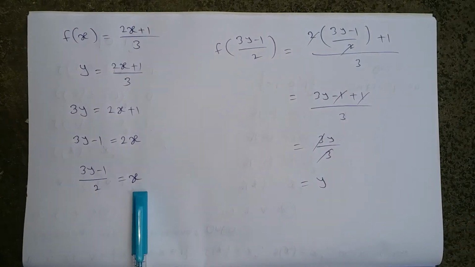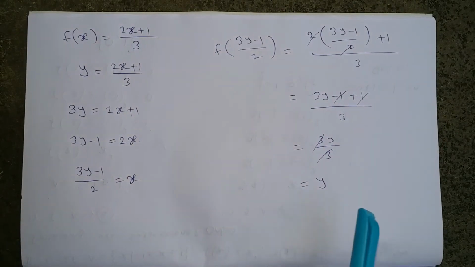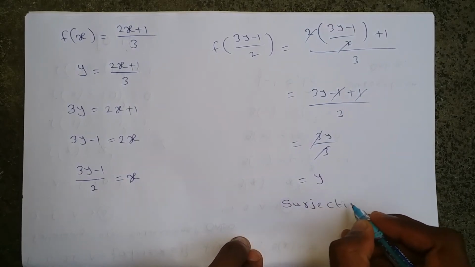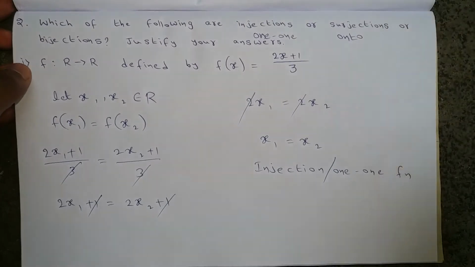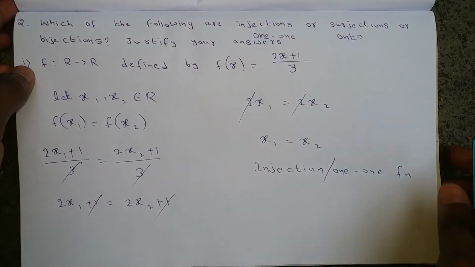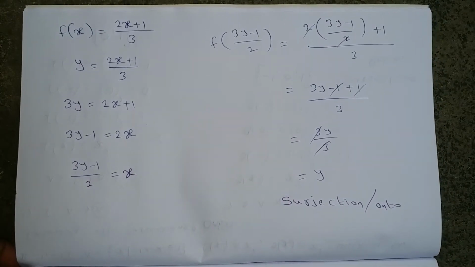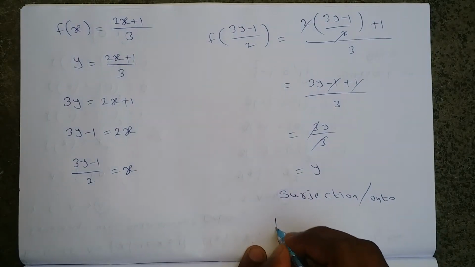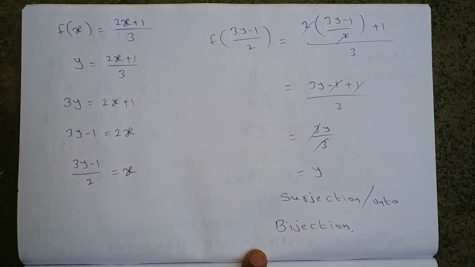So when we got the x value, we substituted that x value in the original function. Then if we get the answer y, then it is a surjection or onto function. So in the previous step we proved it is an injection or one-one function. Now we proved that it is a surjection or onto function. So the given function is one-one as well as onto function. So we can say that it is a bijection.